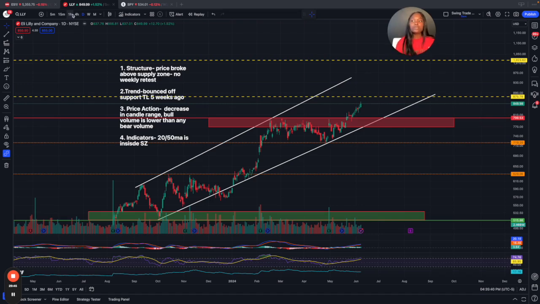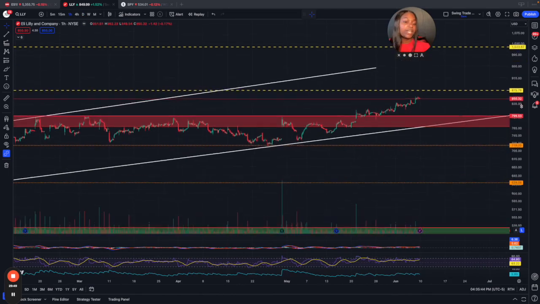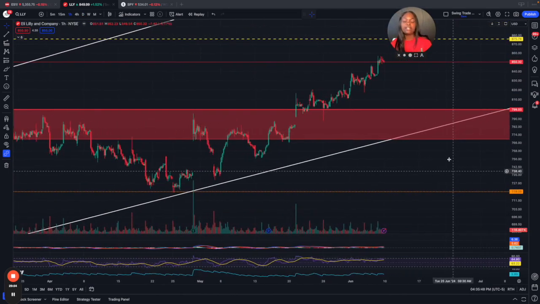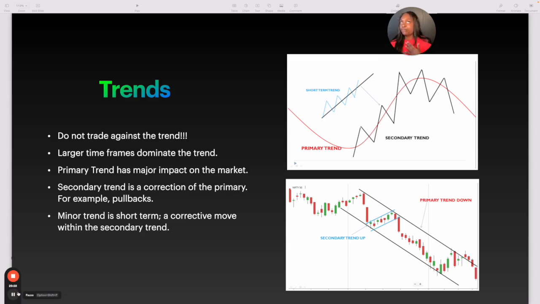Now what we're going to do is go down to the 1 hour time frame, because what we need to do is find ourselves a secondary trend line. There is a difference between your primary and your secondary trend. You're going to have your primary, secondary, and minor trends. The primary trend is what we see on those higher time frames, the daily, weekly, monthly, yearly chart. That is the overall trend for whatever ticker you're looking at.